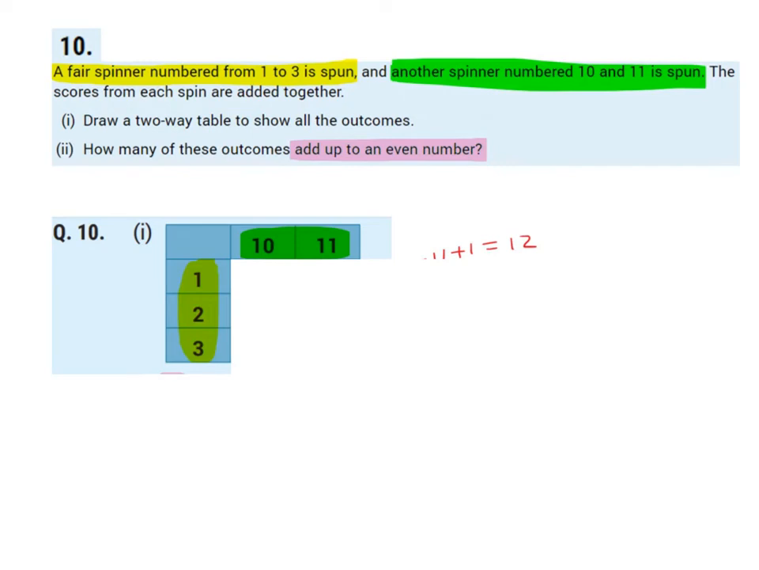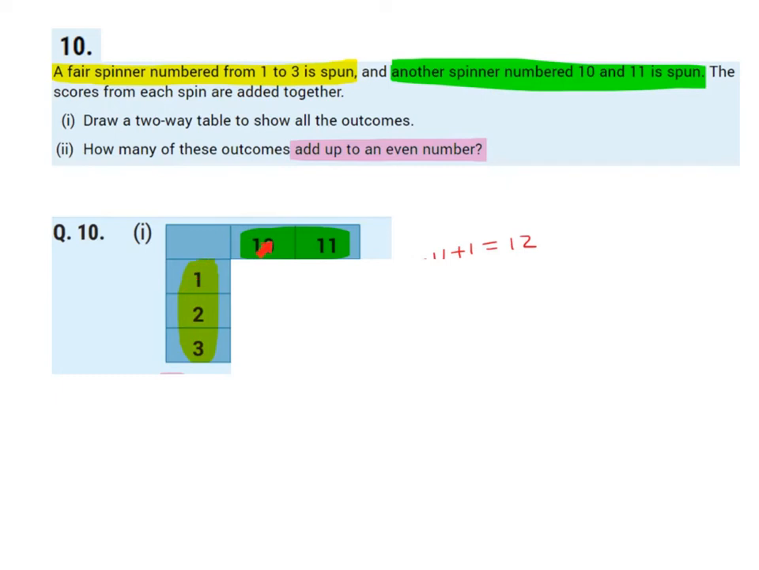So I'm setting up my 2-way table. So along the top I have the outcomes of 10 or 11 because the other spinner was numbered 10 and 11, so I've only 2 outcomes there. And along the side I have the outcomes 1, 2 and 3. So the first spinner was numbered 1 to 3, which means 1, 2 and 3. So I set up my two-way table, and what needs to go in the boxes in between is the spins or the numbers added together.